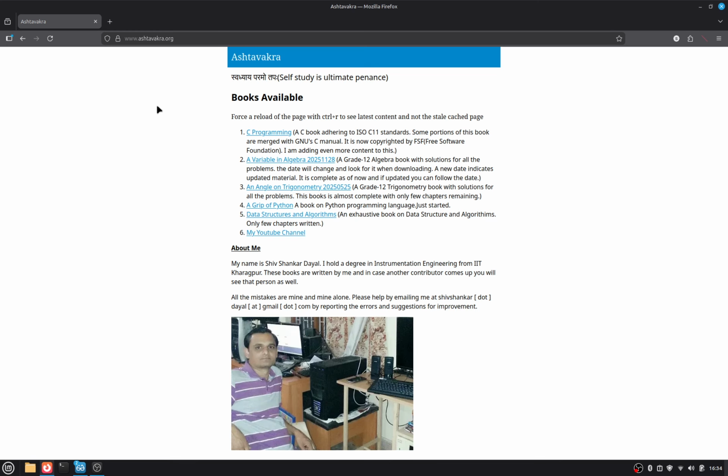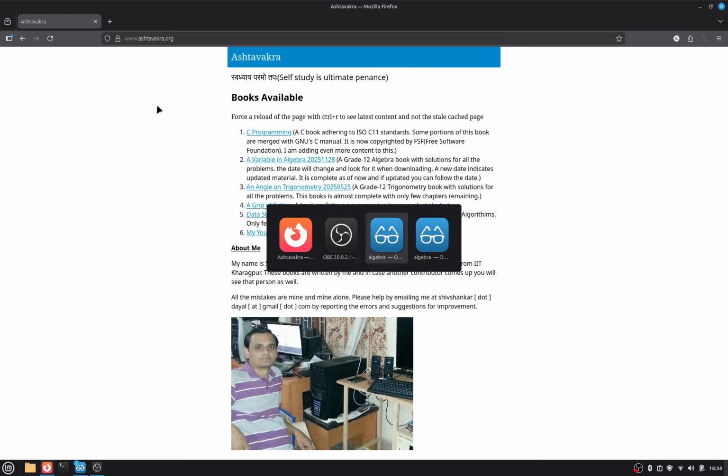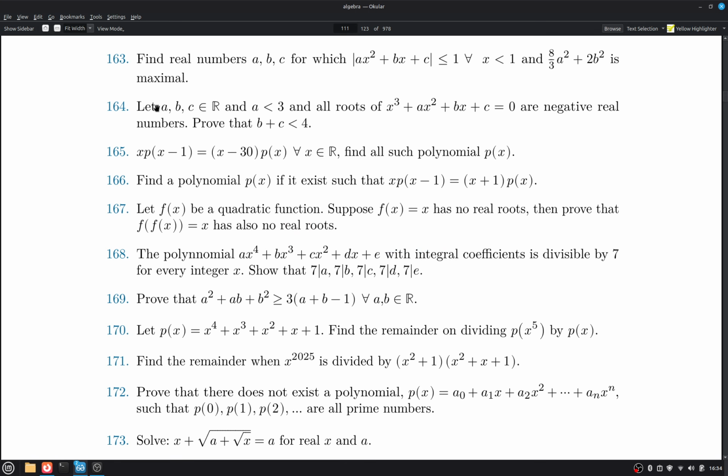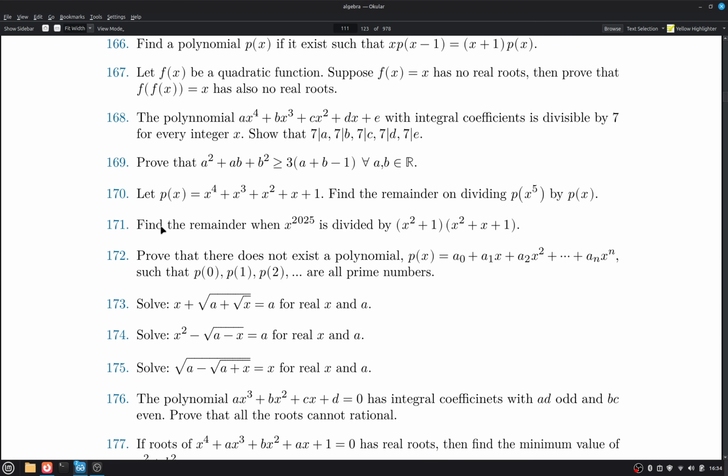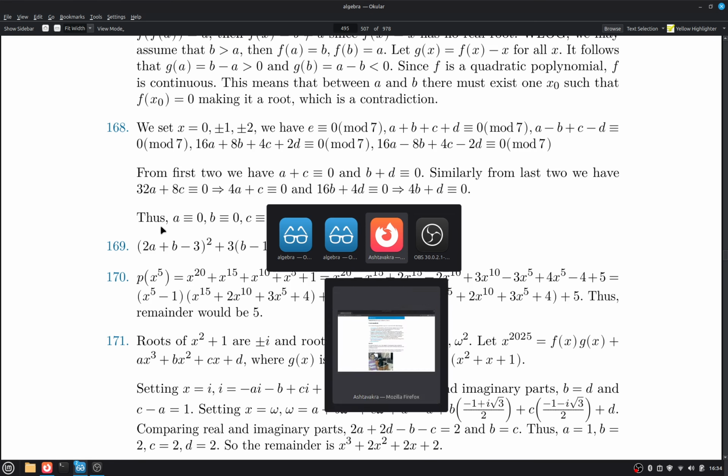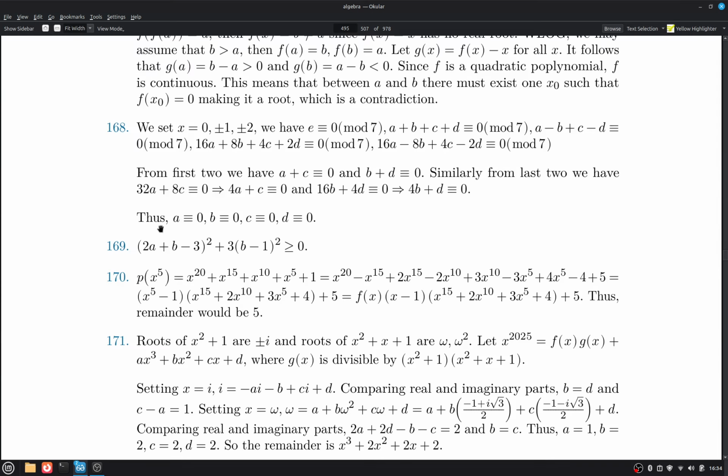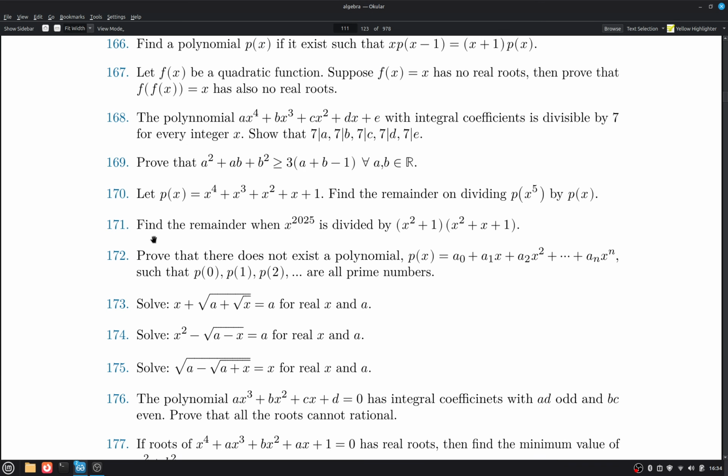So now we can start this video. We had done up to problem 170. Now we will do problems 171 to 180. As I always say, when I'm reading the problem, you should pause the video, and if you cannot solve the problem, then look at the solution. So without further ado, let's get started.